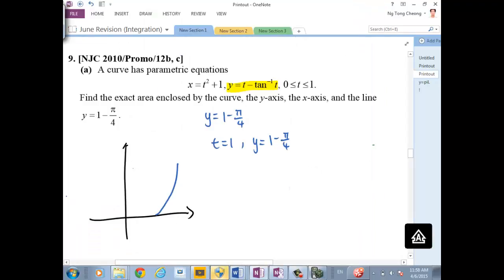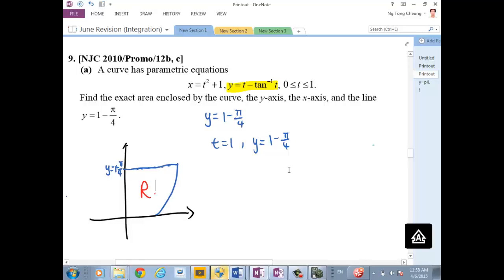So it's somewhere around here. y equals 1 minus e to the power of -4... Okay? So the region that I'm interested in will be this one, because it's bounded by the x-axis, the y-axis, and the line y equals 1 minus power 4. So this is the region I'm interested in.